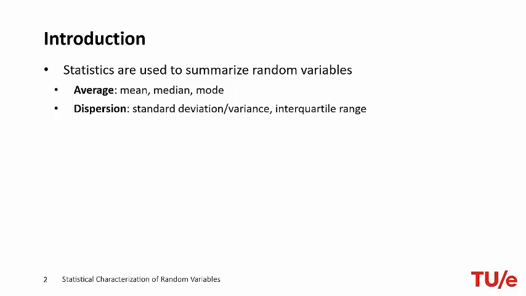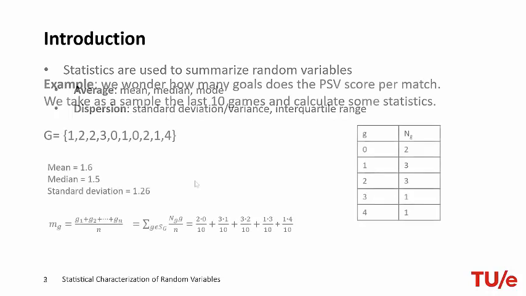Probably you have already heard about average summary statistics, such as the mean, median, or mode. And other statistics are represented by the standard deviation or variance and the interquartile range, and these are used to characterize the dispersion of your experimental data.